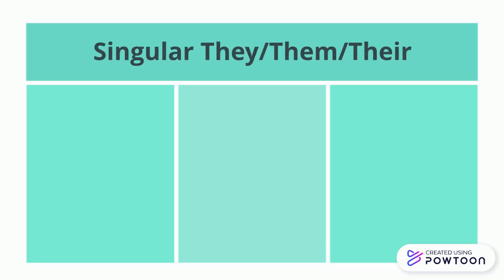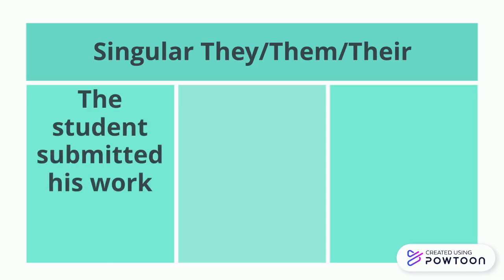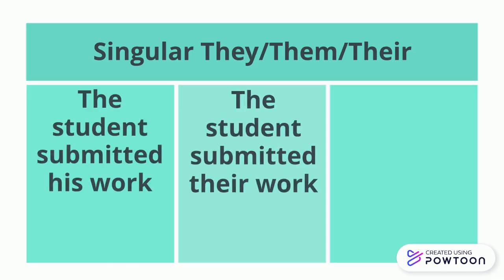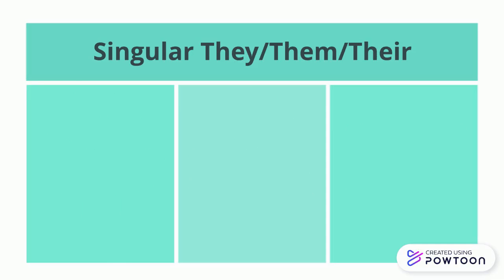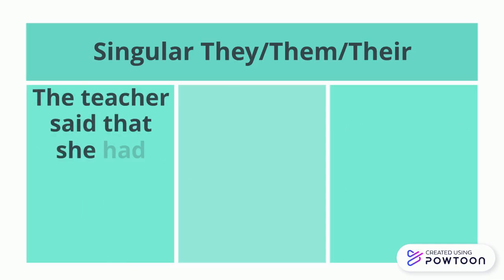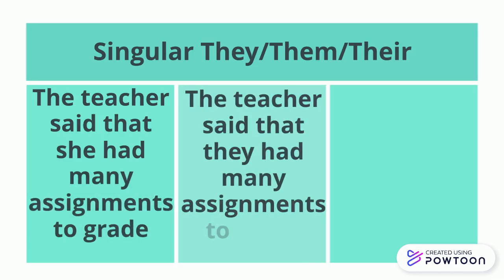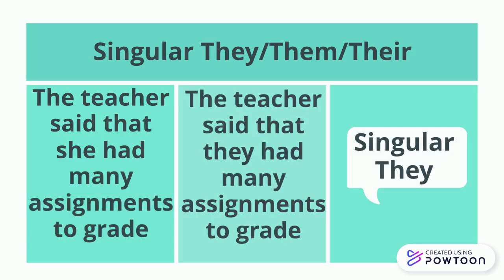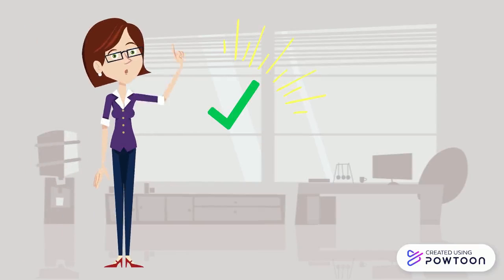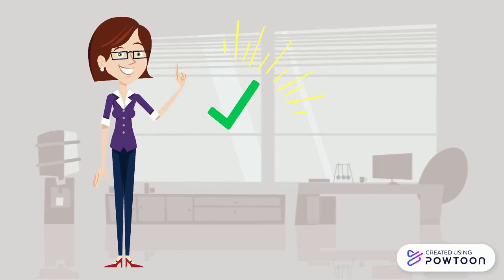So for example, instead of saying the student submitted his work, you could say the student submitted their work. Similarly, instead of saying the teacher said that she had many assignments to grade, you could say the teacher said that they had many assignments to grade. In both cases, the pronouns their and they are used as singular pronouns. This improves the flow of writing and avoids the marginalization of certain groups of people.